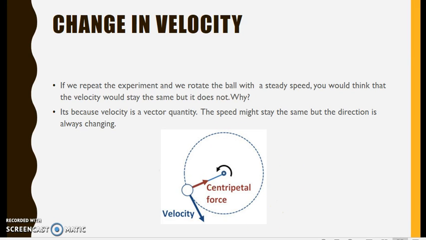So if you ask what's the speed of the ball, you can always just say the speed of the ball is a fixed value. But if they say the velocity of the ball, it gets a little bit more complicated because it's moving all around and you can't quite see.